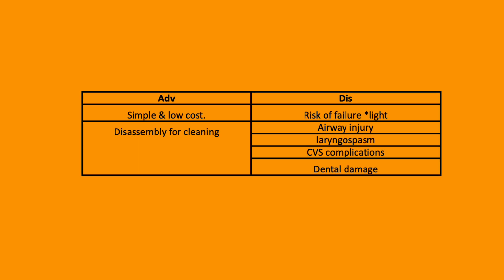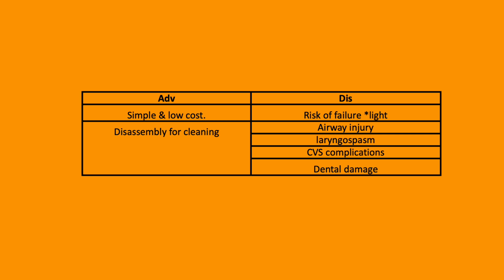The main advantages of a direct laryngoscope is it's simple and low cost to use. They can be cleaned, however they're normally reusable in Western countries. The disadvantages: there's a risk of failure of the light source. During insertion, the risk of damage to structures of the airway, dental damage, and they can precipitate laryngospasm.